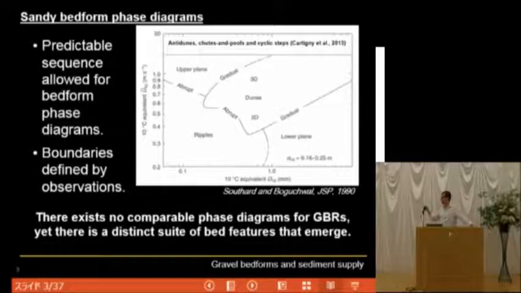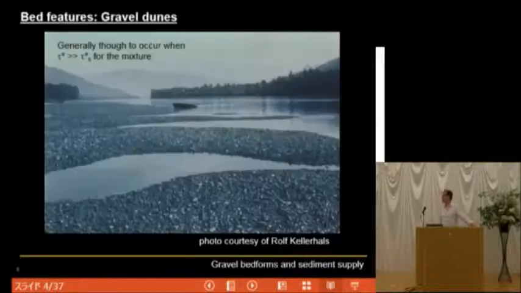There does not appear to be comparable bed form phase diagrams for gravel-bedded rivers, but there is this distinct suite of bed features that emerges. I'm sure that you are more than familiar with these types of bed features, but I'm going to go through them just so we're all on the same page.